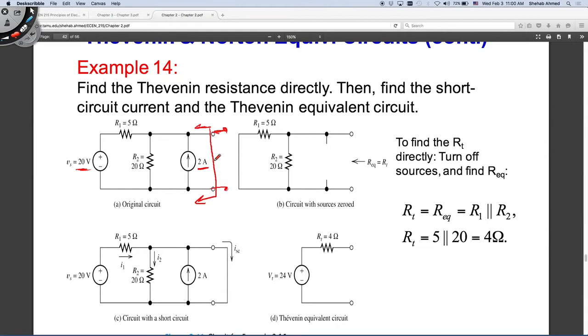That trick will help me find R Thevenin. So this is a short circuit. How about the current source? Open circuit. It cannot provide current. If it's a short circuit, it will provide a path for current to flow, right? So it cannot provide any current.